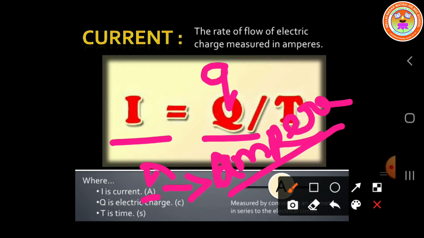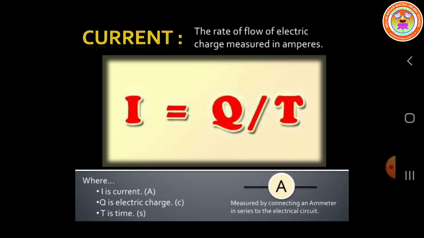Q is the electric charge. The SI unit of electric charge is coulomb. The coulomb is taken as capital C. The SI unit of time, already we know well, is nothing but second. I hope you have understood the units. Current is simply the rate of flow of electric charges, nothing else. So the current unit is nothing but ampere. I hope you have understood.